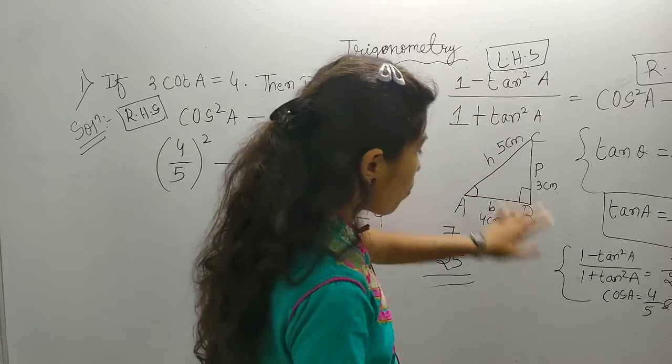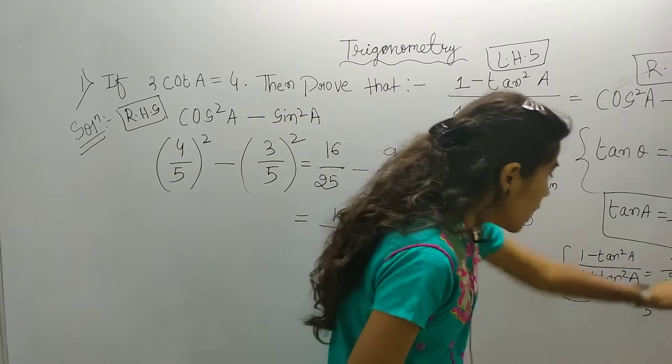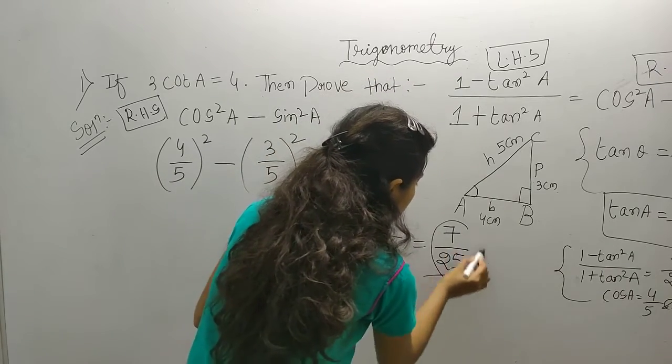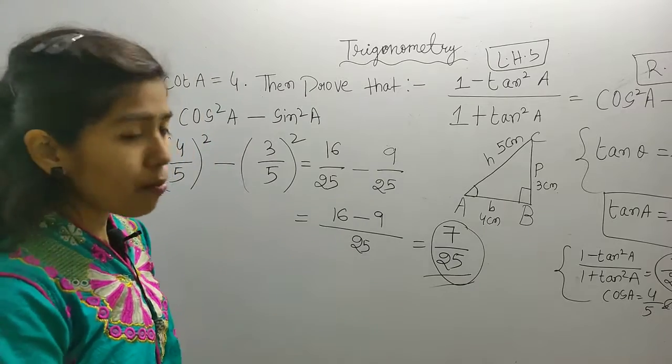Here you can see we have proved. LHS, 1 minus tan square A by 1 plus tan square A, equals to 7 by 25. So RHS and LHS both came same. Right? So we have proved.